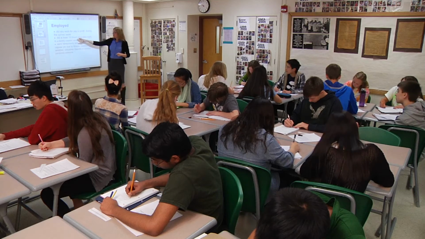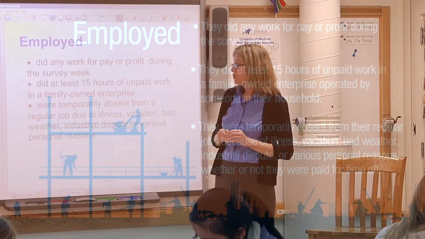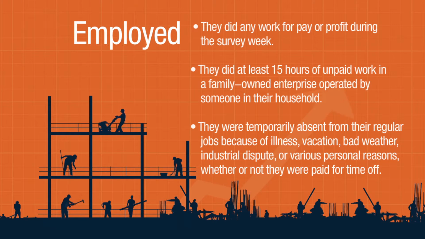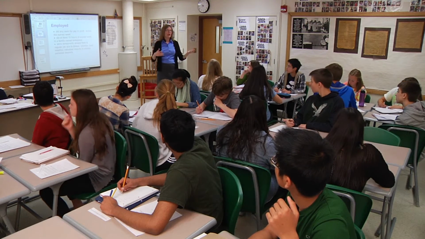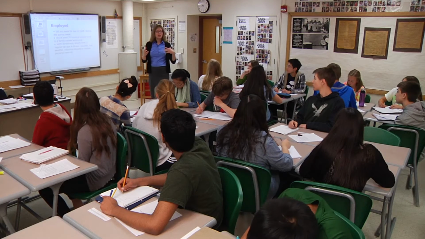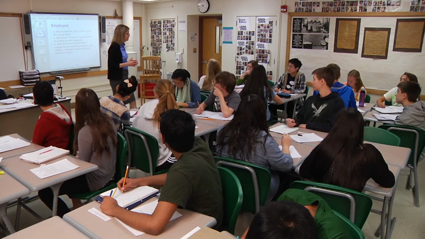Also, you would count as employed if you did at least 15 hours of unpaid work in a family-owned enterprise. So what would be a family-owned enterprise where you might work, but you wouldn't get paid for it? Okay, she said if your family owns a store, good. And they might just say, we need you to work a few hours every day after school, but we're not actually paying you like a wage. Good. What else might a family own? Like a farm? Good.